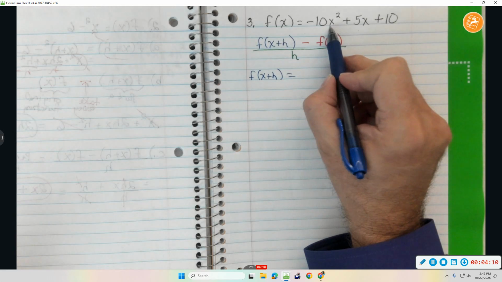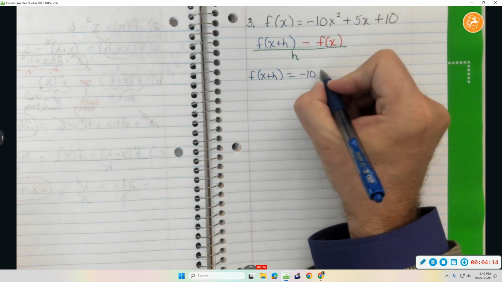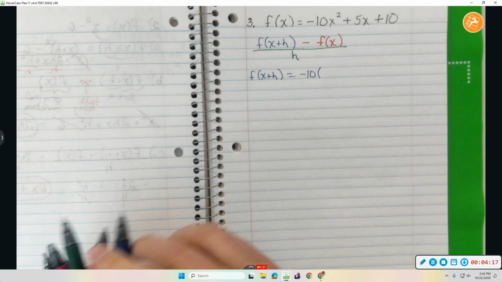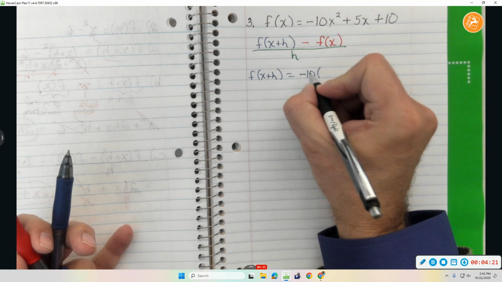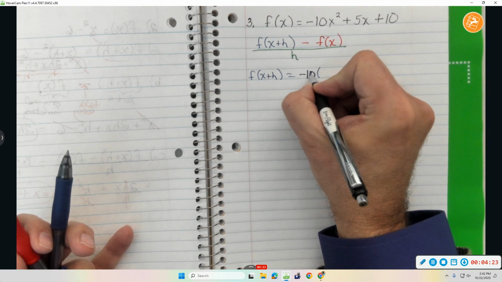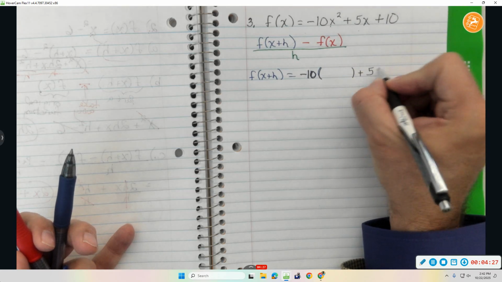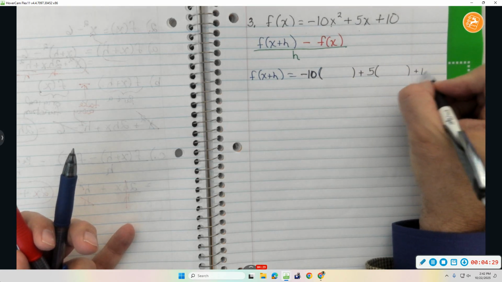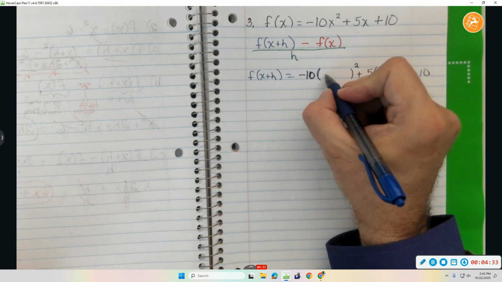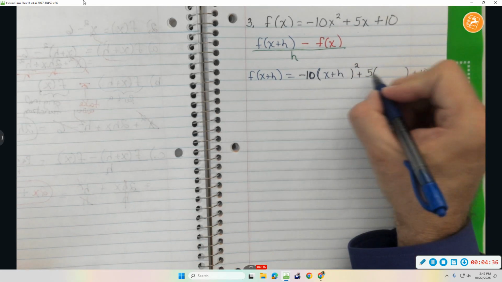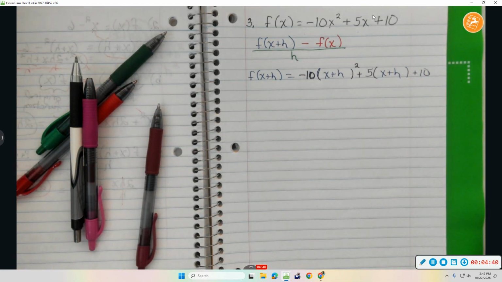Come up here and replace both of these x's with x plus h. And I know I forgot the square. There it is. Okay. He's replacing each x in the original problem with x plus h.